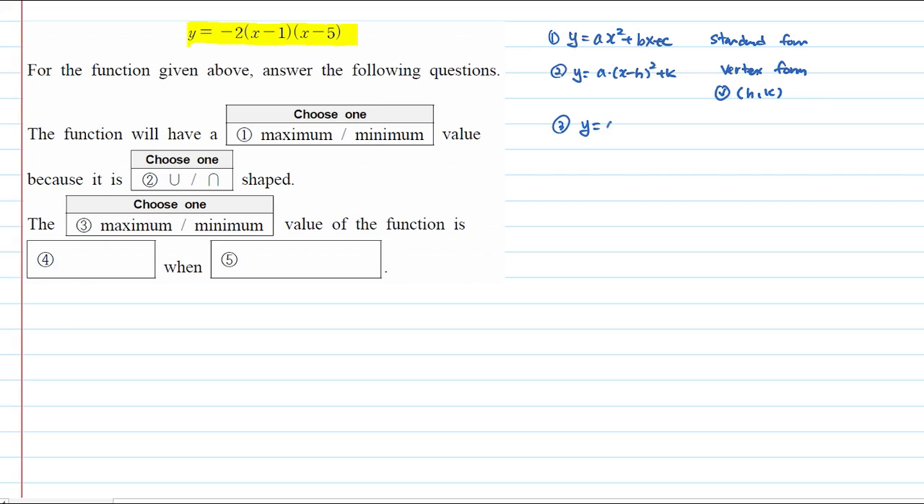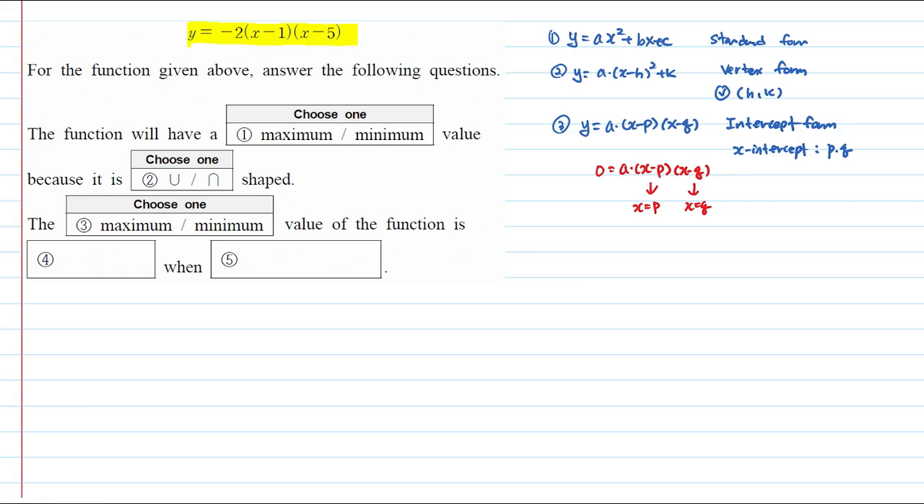And then y is a times x minus p times x minus q. This is called the intercept form because it will tell you what the x-intercepts are. The x-intercepts will be p and q. How do we know that? We set y equal to 0 to find the x-intercept. So by setting each factor equal to 0, you know that x is either p or x is equal to q. You will get the y value equal to 0.